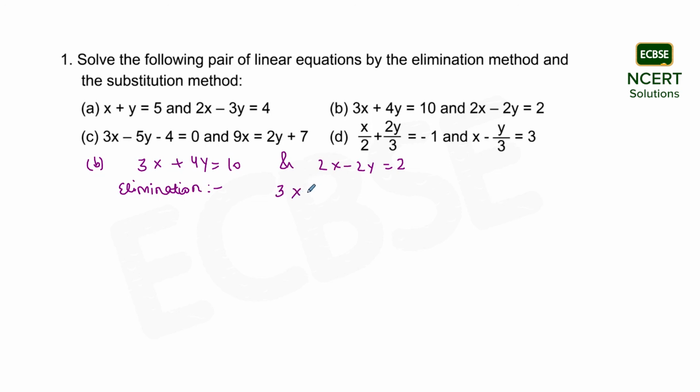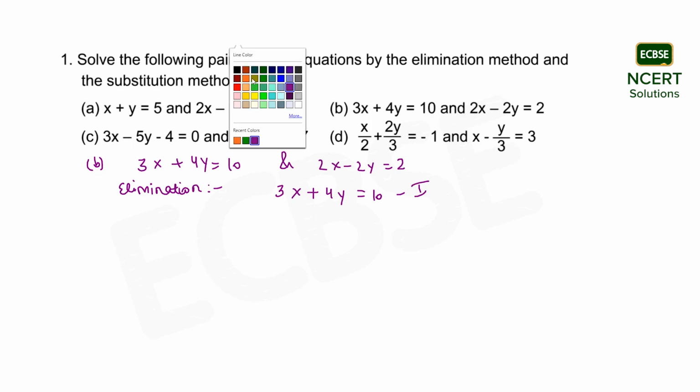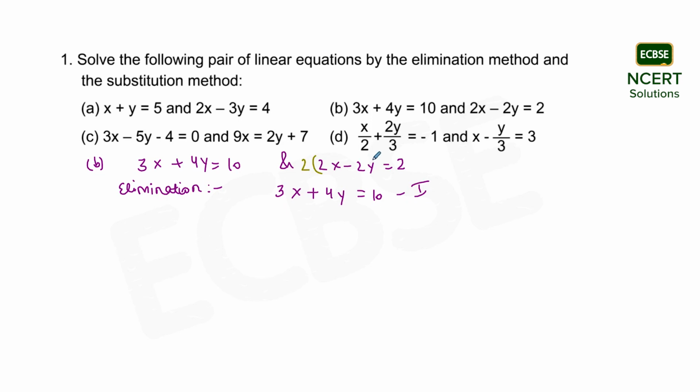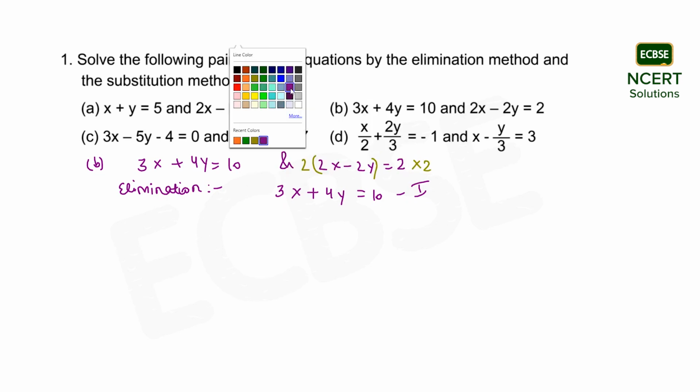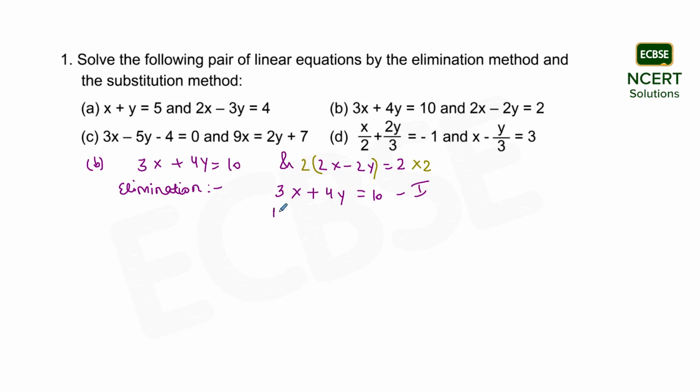So first writing the equation given first, that is 3x plus 4y is equal to 10. Let me mark this equation first. Now writing the second equation by multiplying both sides by the number 2. So the value comes out to be 4x minus 4y is equal to 4. Right. Now adding the first and the second equation, the value will be 7x is equal to 14. Or from here we can write x is equal to 2.